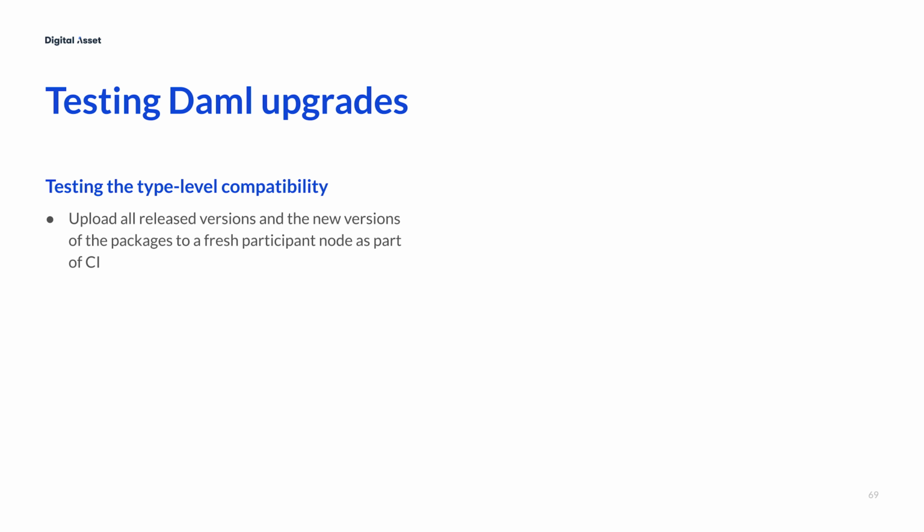Now that we've discussed the implementation of updates to Daml workflows, the next topic we're going to address is testing the upgrades. Testing the type-level compatibility of packages with the same name is easiest done by uploading all release versions and the new versions of the packages to a fresh participant node as part of CI.